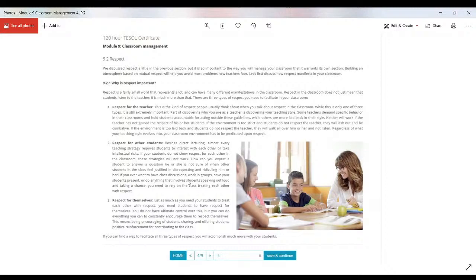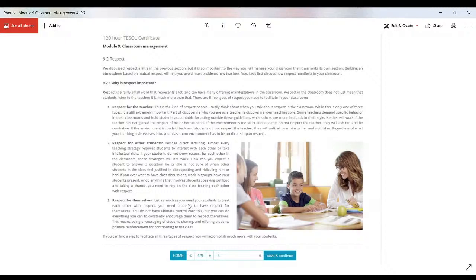If you ever want to have class discussions, work in groups, have your students present or do anything that involves students speaking out loud and taking a chance, you need to rely on the class treating each other with respect. Okay, so basically, tayong mga teacher, makikita naman natin yun. And of course, we should never tolerate this kind of behavior, right? Next, respect for themselves.